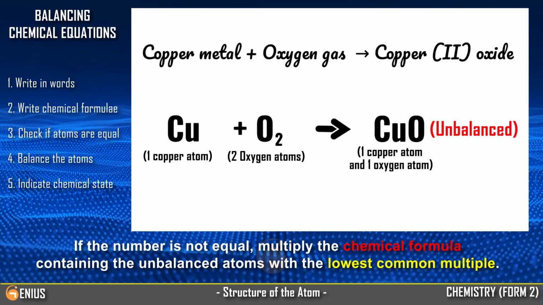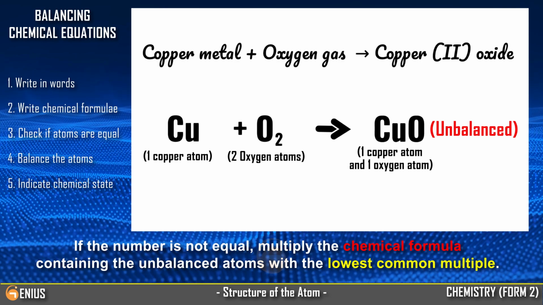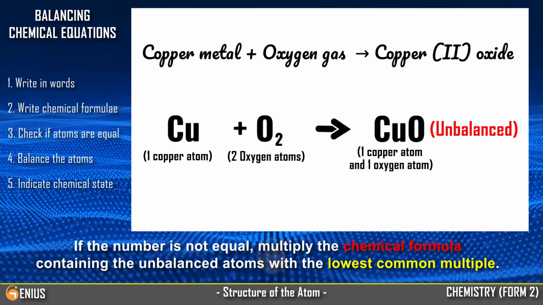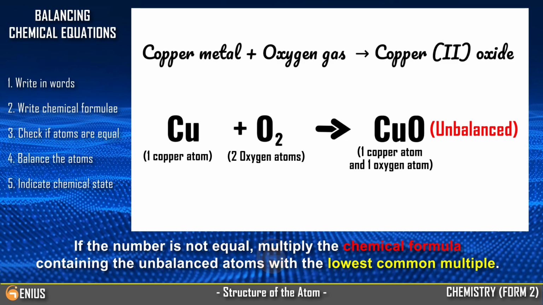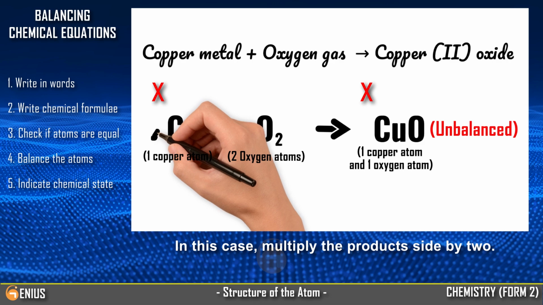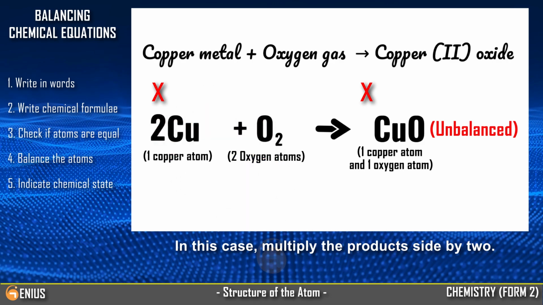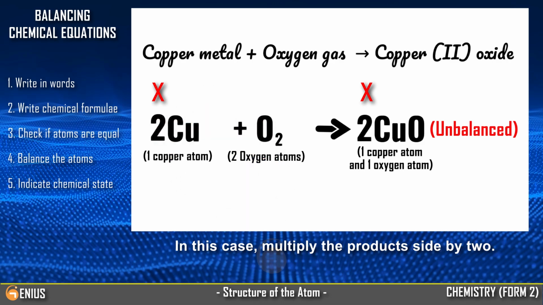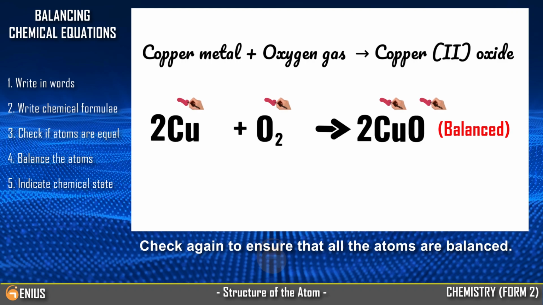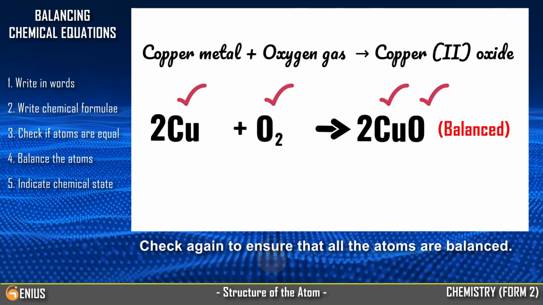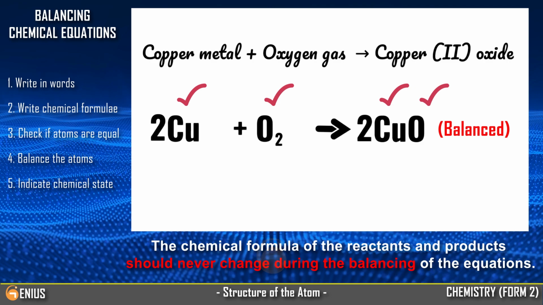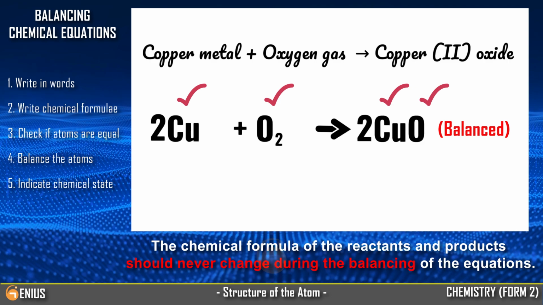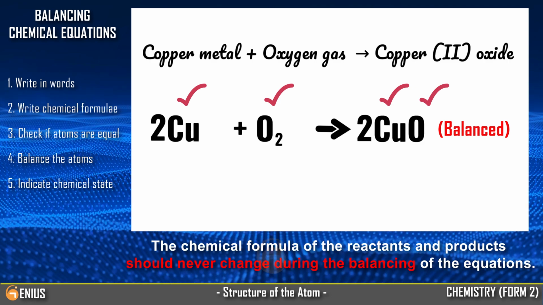If the number is not equal, multiply the chemical formula containing the unbalanced atoms with the lowest common multiple. In this case, multiply the product side by 2 as shown. Check again to ensure that all the atoms are balanced. The chemical formula of the reactants and products should never change during the balancing of the equations.